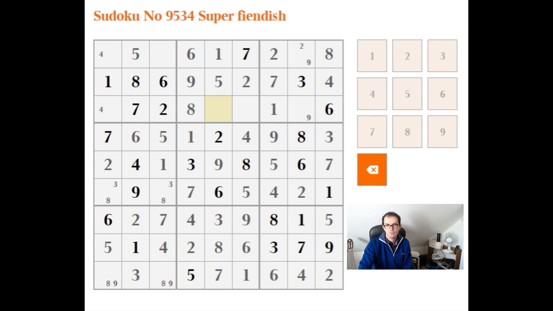Here we need a 3 and a 4 now. Let's get rid of this 2 just to tidy it up. 5 in one of these two positions. You can see this 5 here is checking this position. 5, 9, 9, 4, 3, and there you go. That's how you do the super fiendish.